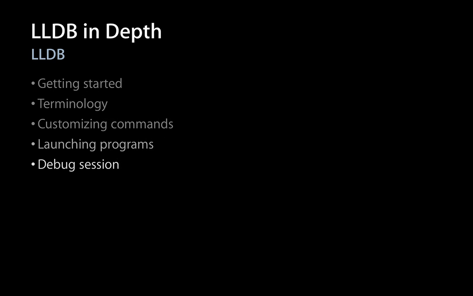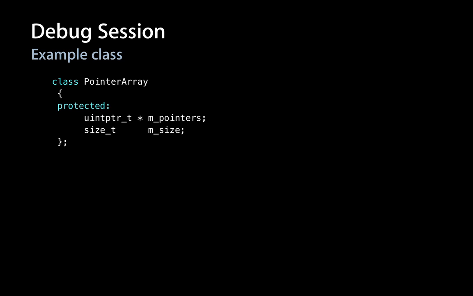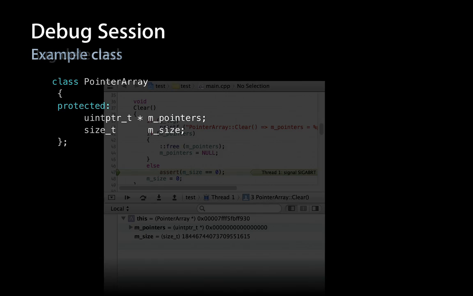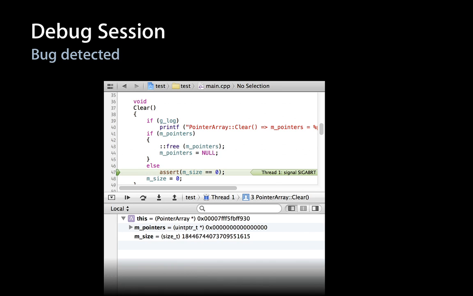So let's get into a debug session now where we'll stop along the way and see where LLDB can help us out. And in this debug session, we're going to use a very simple class. Here we have a pointer array class that's got two instance variables. It's got a pointer to some pointers, and it also has a size. Now, if we start our debug session in Xcode and run, we note that we get an assertion.